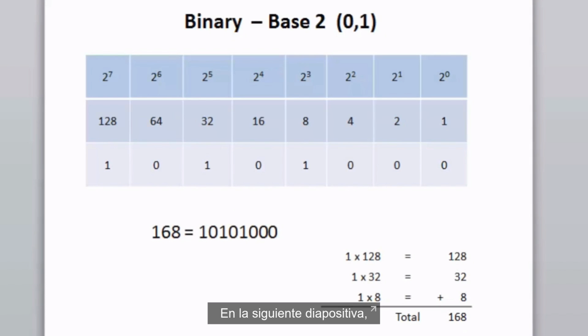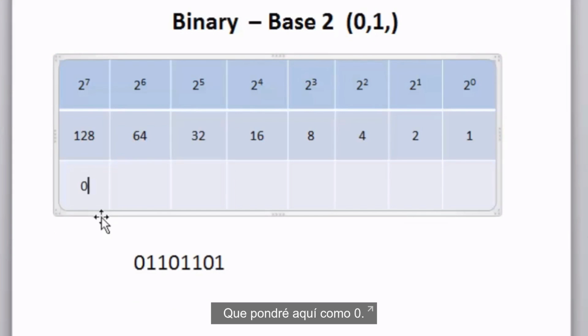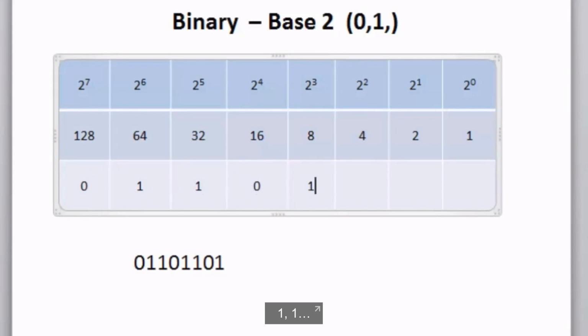If we go to the next slide, you can see that I'm now charged with converting the number 01101101 to decimal. If I want to go the opposite way and convert this binary number to decimal, all I need to do is plug it into the place values. I'll put it in here: 0, 1, 1, 0, 1, 1, 0, 1, and then add it up.